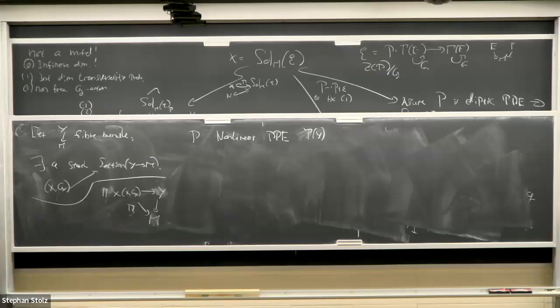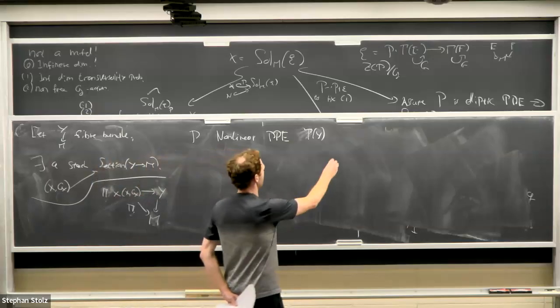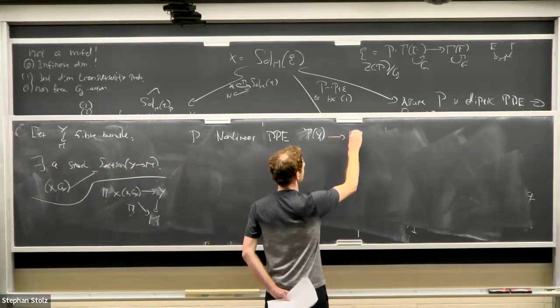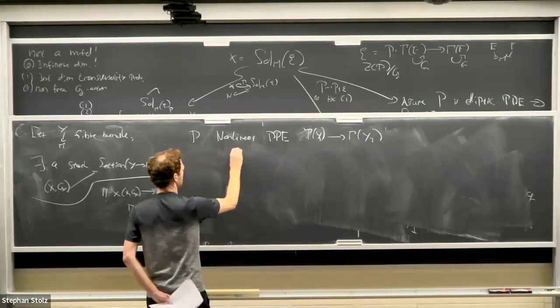Is it clear what's going on? So, given a nonlinear PDE P from sections of, say, Y1 to Y2, you get an induced map between these stacks.